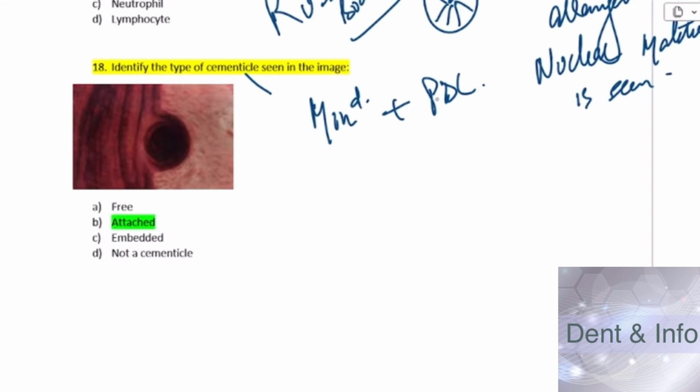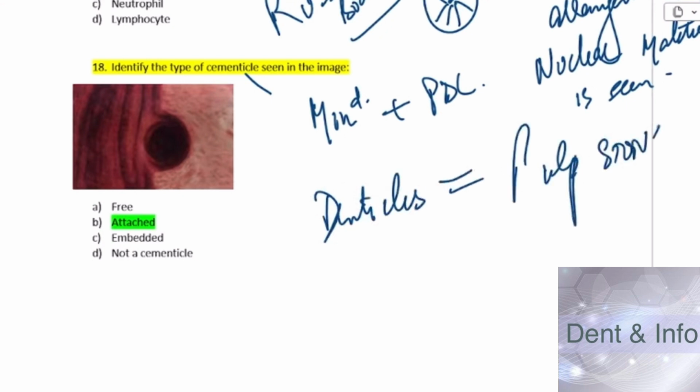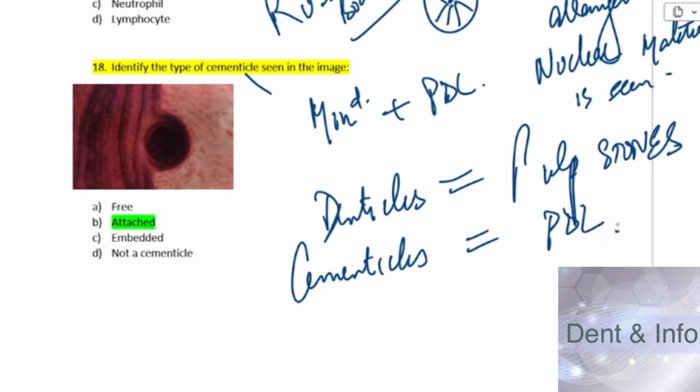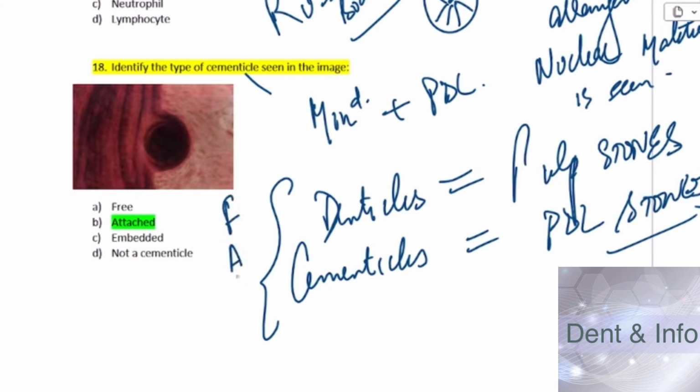Like denticles are equal to pulp stones, similarly we can say cementicles are equal to PDL stones. Mineralized product seen in the periodontal ligament. Periodontal ligament is a soft tissue. So both can either be free, attached, or embedded. Cementicles, the three types: free, attached, or embedded.